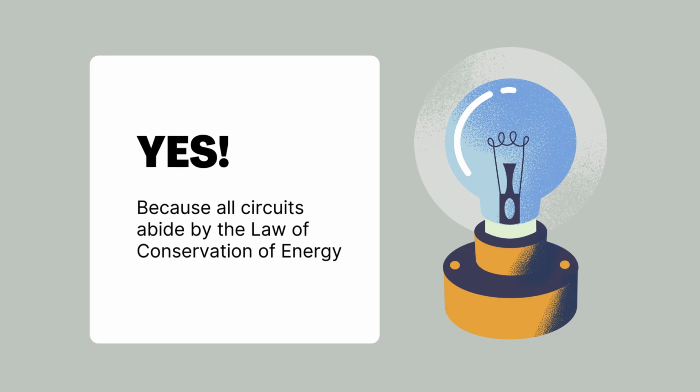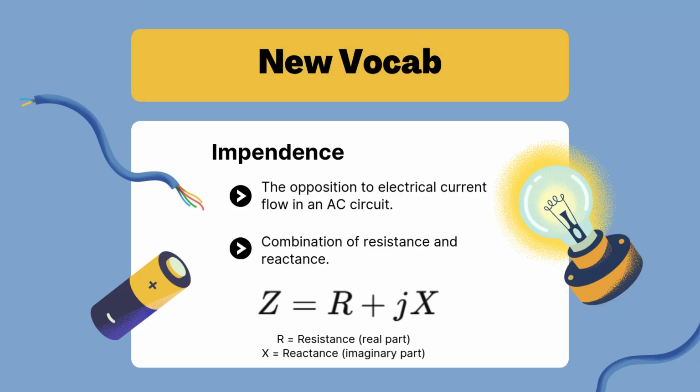Before we can understand how KVL is applied to AC circuits, there are some new terms that we must understand first. Impedance is how much a circuit resists alternating current. It's measured in ohms and is a complex number that combines resistance, which turns energy into heat, and reactance, which stores and releases energy. It also causes shifts in timing or phase between voltage and current.